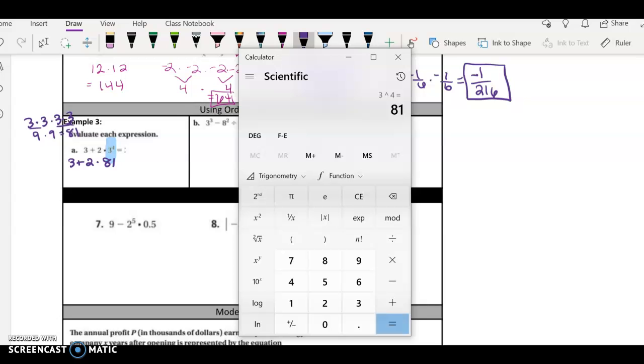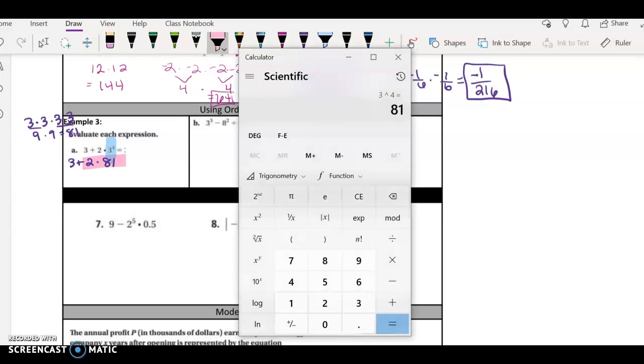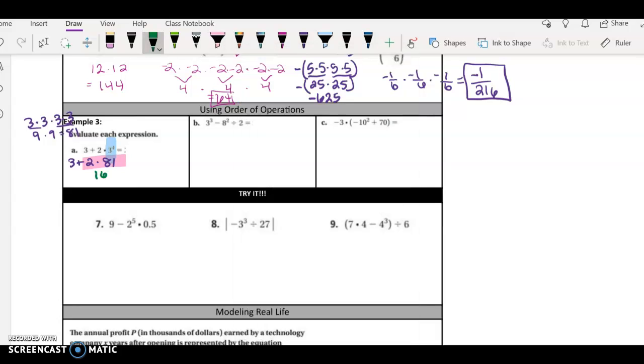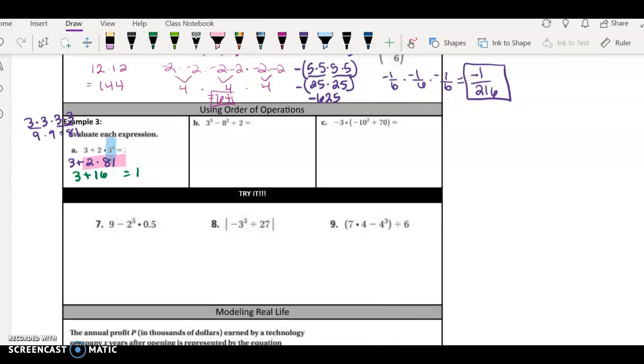So now I've done my exponents, so now I'm going to do multiplication or division, in which I have multiplication right here. So now I'm going to do 81 times 2, and I get 168 plus 3. So I get 171. Oh, I wrote the wrong answer in there, didn't I? Sorry. It was 162 plus 3 is 165. I'm human. I make mistakes too. There we go. Glad I checked it with the calculator.